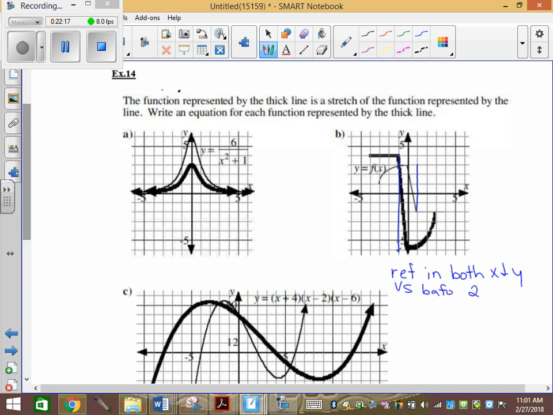To figure out our horizontal and vertical translations, it's not as easy. It is if, however, you take your original, stretch and reflect it, and then it looks exactly the same as the other one, and the only thing you're missing is the translations. So in order to find if there's any horizontal and vertical translations, we're going to take the original, apply these stretches and reflections to it, and then see if it's moved.